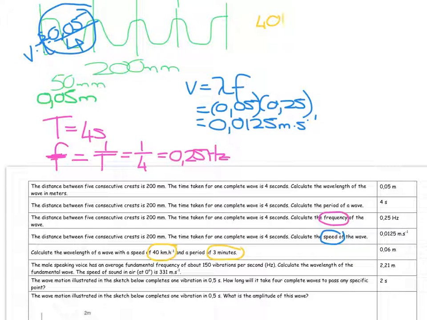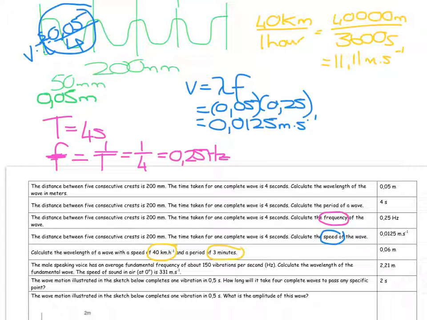So it's 40 kilometers per 1 hour is equal to 40,000 meters divided by 3,600 seconds. And that is equal to 11.11 meters per second. 3 minutes, so period, that is the time taken for this. So period is equal to 3 times 60, which is equal to 180 seconds.